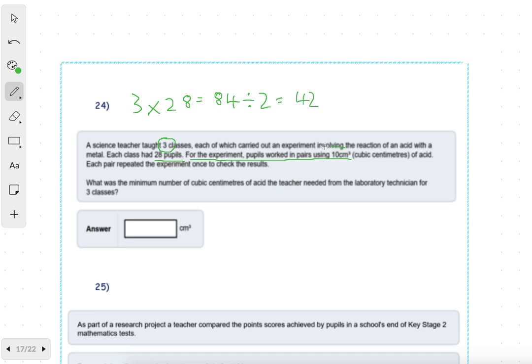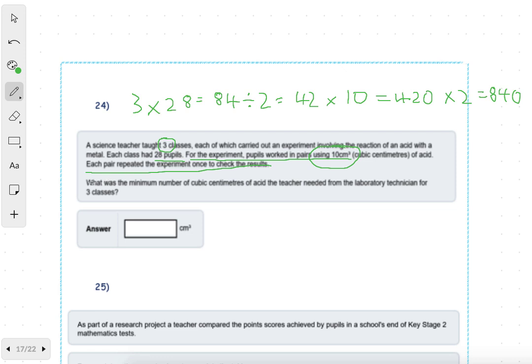And you're going to use 10 cubic centimeters of, what is it in this case? It's acid. So simply times 10. So we're at 420 so far, and then you just have to keep reading the question carefully. The next sentence says that each pair repeat the experiment, so you double that number. But that's still not the end of the question.